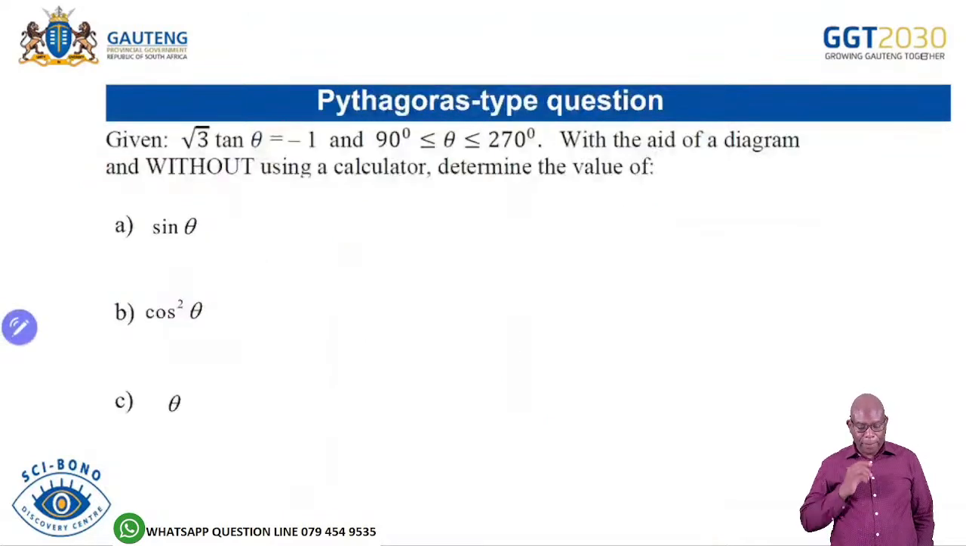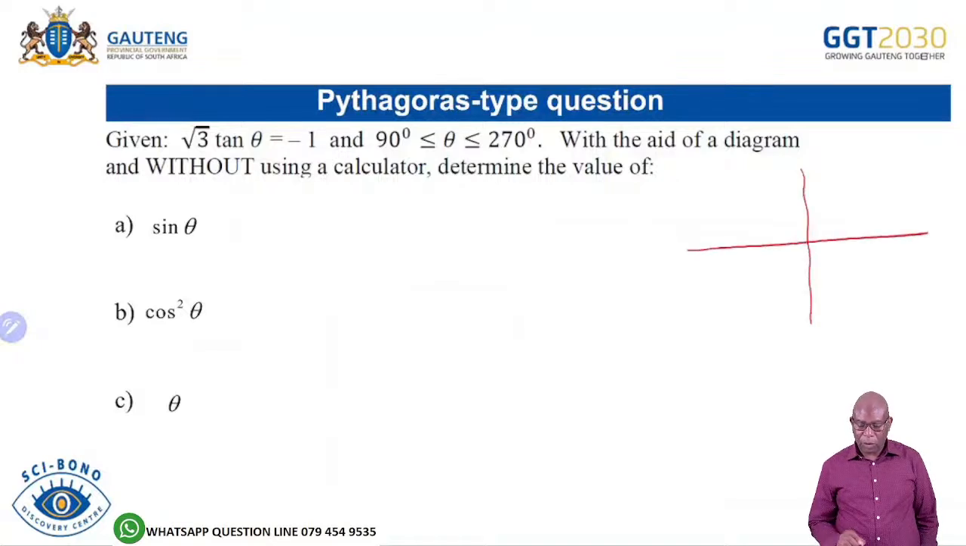Right. Now, the first question that I'm going to look at here is the Pythagoras type question. Square root of 3 tan theta equals -1. So which means, what should I do here? I must first draw a sketch. So now I must check. If I take this one and I divide it this side, I'll have the tangent of theta is -1 over √3.